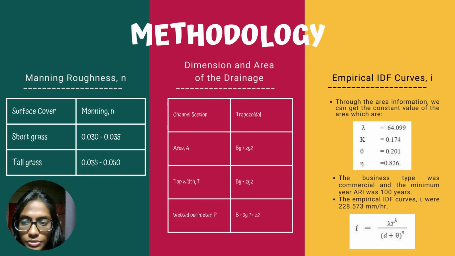After the data of the area was collected, the equation below was utilized to get the empirical IDF curves. The empirical IDF curve value was 228.573 millimeter per hour.